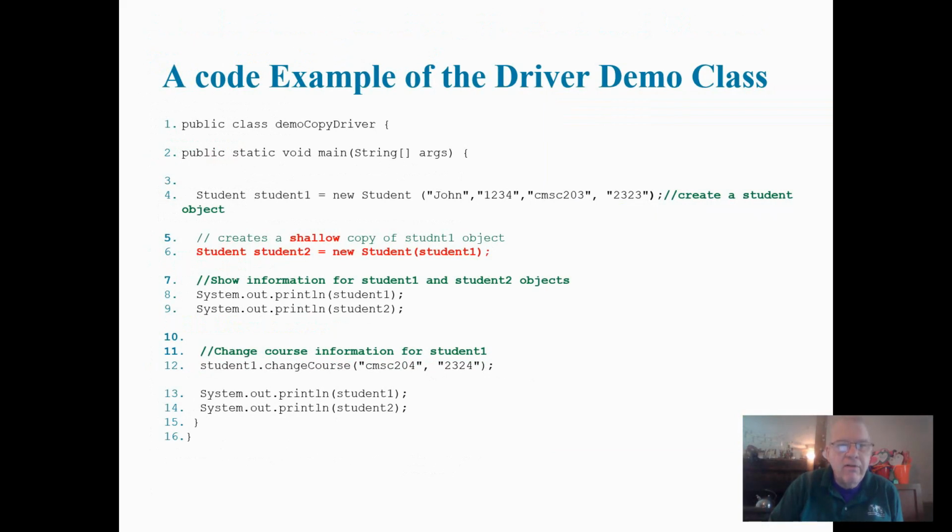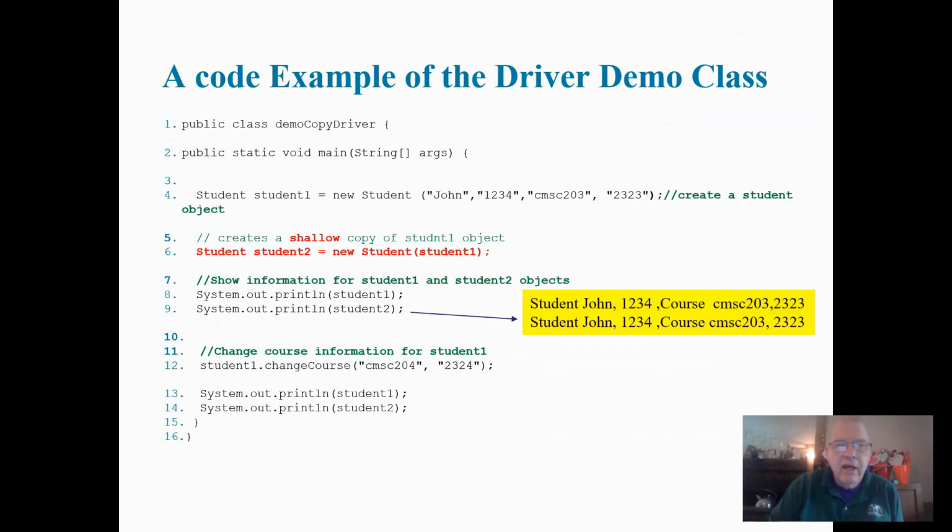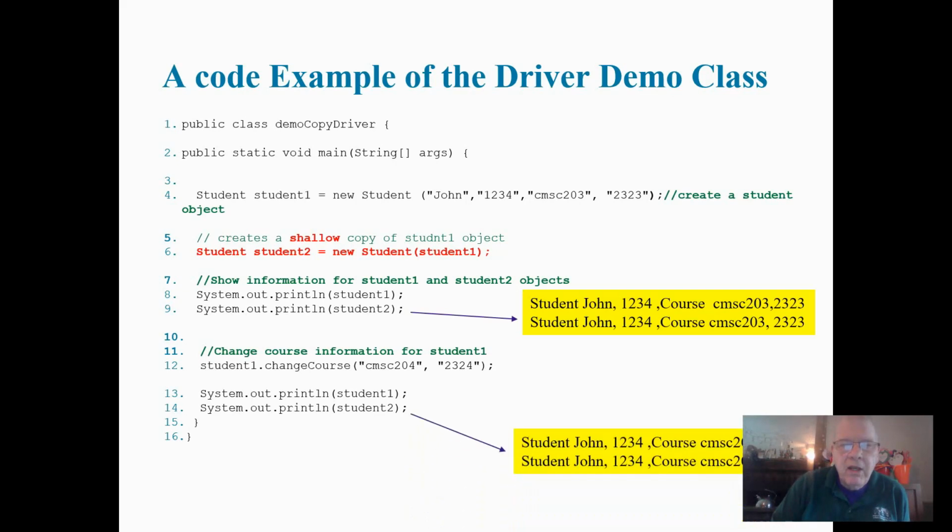So this is a driver of the shallow version, and here are the two students. Student1 is named John. Course ID is 1234. The course name is CMSC 203. Or the student ID, the equivalent to the M number, is 1234 probably. But then, if we call changeCourse, student1's course gets changed even though we called changeCourse on student2.